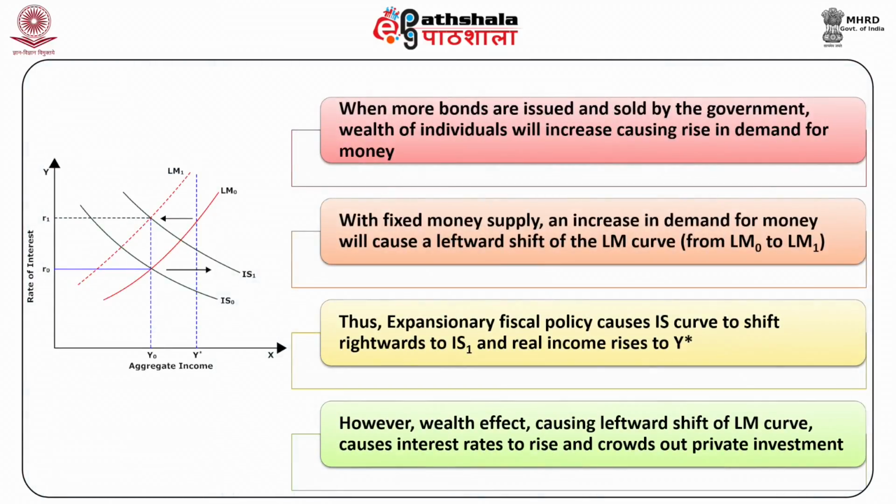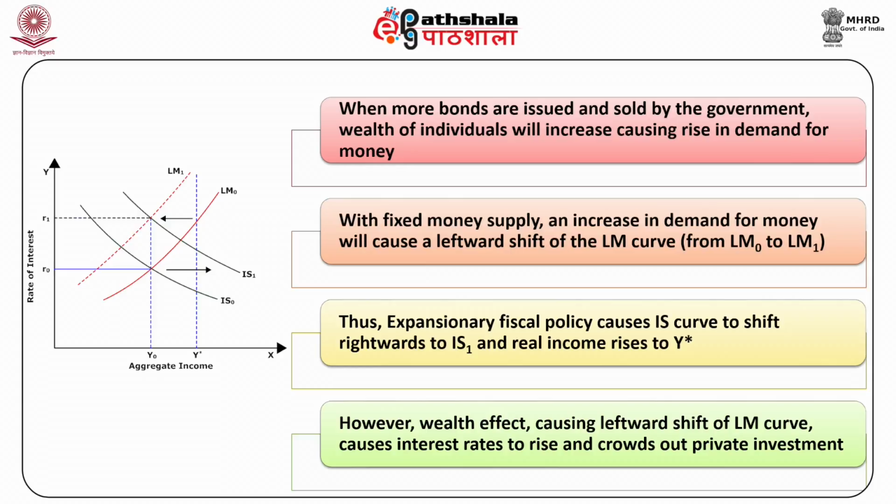Government spending used to finance consumption expenditure will lead to a rise in consumption. Moreover, bondholders may consider bond holding as a part of their wealth. If the wealth effect of bond holding is taken into account, then it will exert influence on economic behavior. When more bonds are issued and sold by the government, wealth of individuals will increase, causing a rise in the demand for money. With fixed money supply, an increase in money demand will cause a leftward shift of the LM curve from LM0 to LM1.